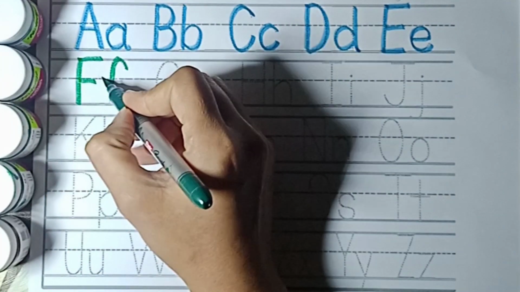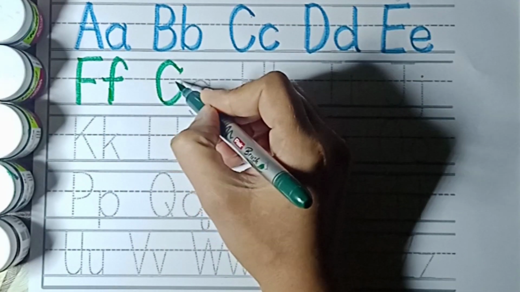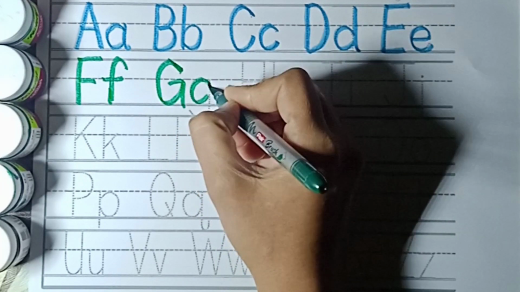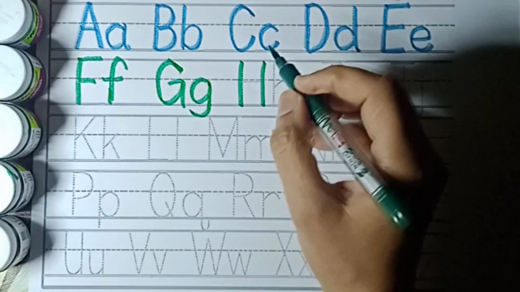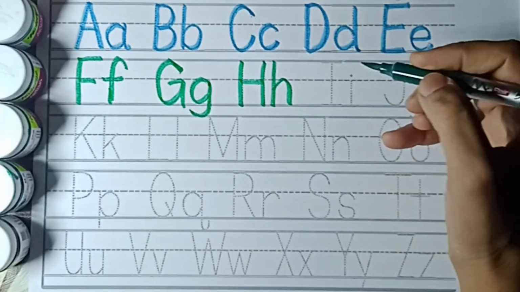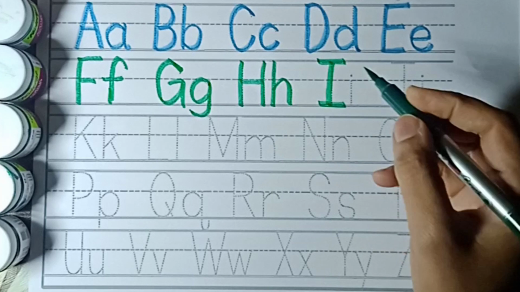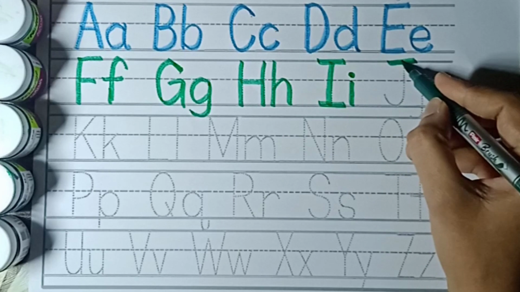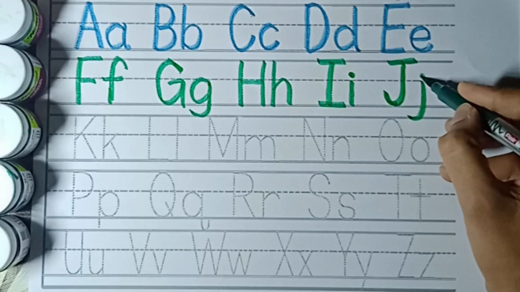G. G for grapes. Very good. H. H for house. I. I for ice cream. J. J for jam.